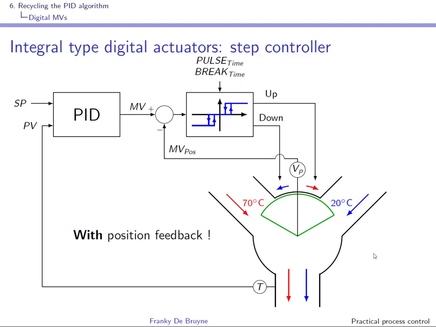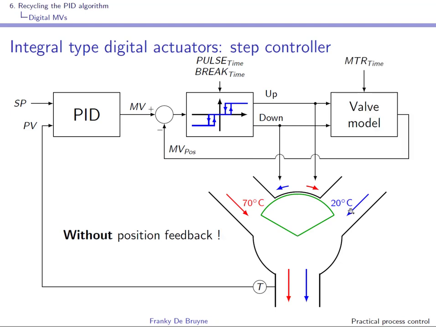So this is the implementation of the temperature step controller when you have access to the valve position feedback. If not, what you can do is model the valve position. Since we have an electro valve, the model is very simple. It will be an integrating system, an integrator with integrating time constant, the motor time that we have introduced before. So this valve model will take the binary signals up and down and produce an emulated valve position.